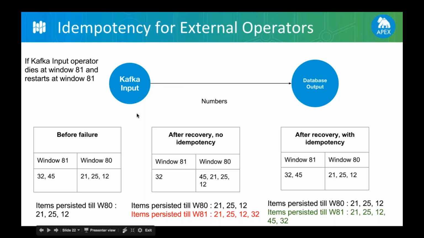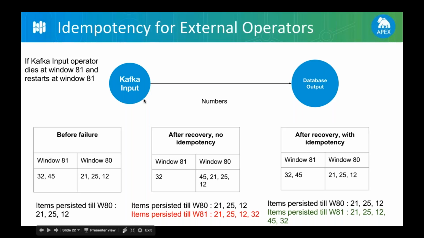So this is where idempotency also becomes important for external operators, and we need to implement some logic in this input operator as well. If we see in this example, if Kafka input operator had assumed that this data tuple 45 was read in window ID 80, then in window ID 81 it would emit only the number 32, right? So in the database, what would be persisted would be 21, 25, 12 and 32, and 45 would not get persisted to the database.